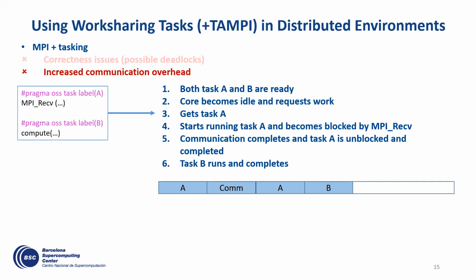Also thanks to TAMPI, we can deal with the increased communication overhead. In the sample code, we have 2 ready tasks, task A with an MPI call and task B with some compute. Using regular MPI, when a core requests work, it is assigned task A that may become blocked waiting for the communication to complete, wasting CPU time. When the communication completes, the task unblocks and completes, and B can run and complete.